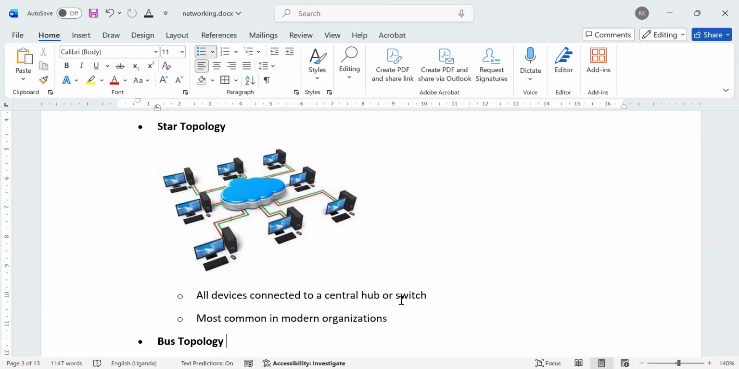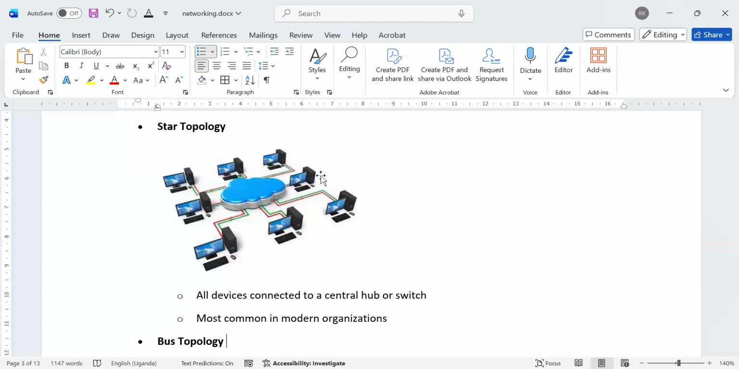Now, when all devices connect to this central hub or switch, it means if the cable of one computer here is broken, other computers will still get the network. So that is a big advantage of this topology. The biggest advantage is that if one computer is dead, other computers still work. If one office has lost internet, does it mean that other offices also are going to lose internet? No. Other offices will still get internet. And that's why many organizations have adopted this, because if one office goes off, other offices will still get internet.